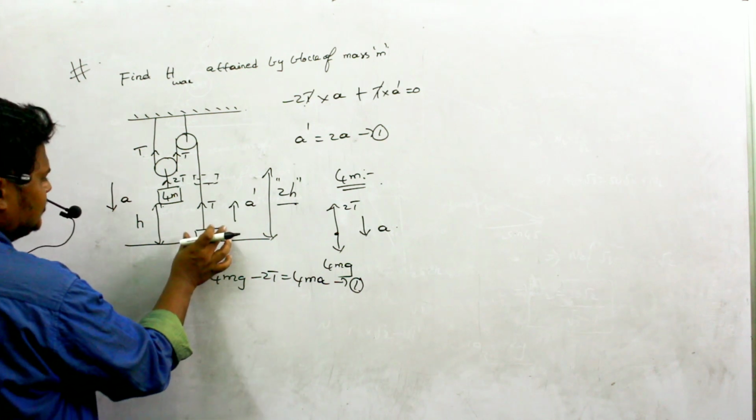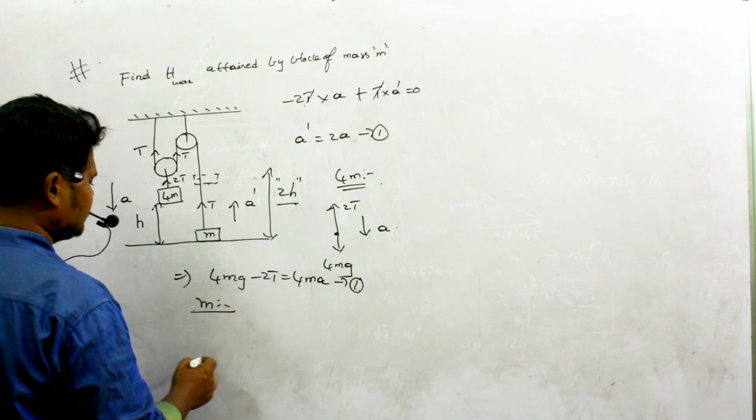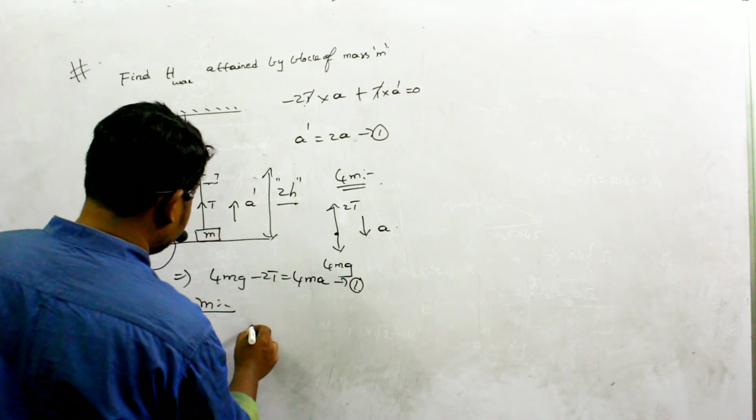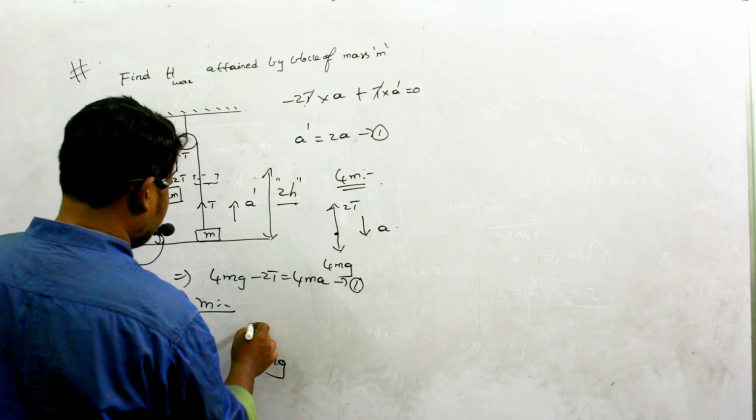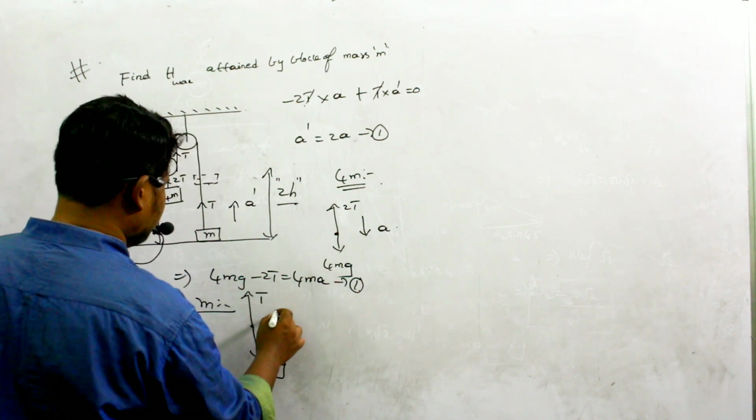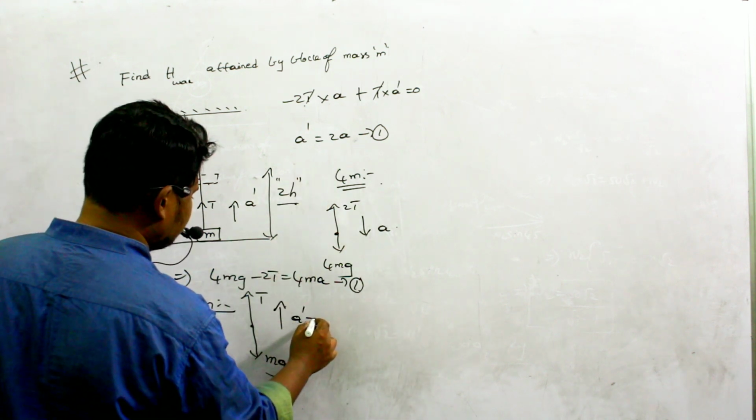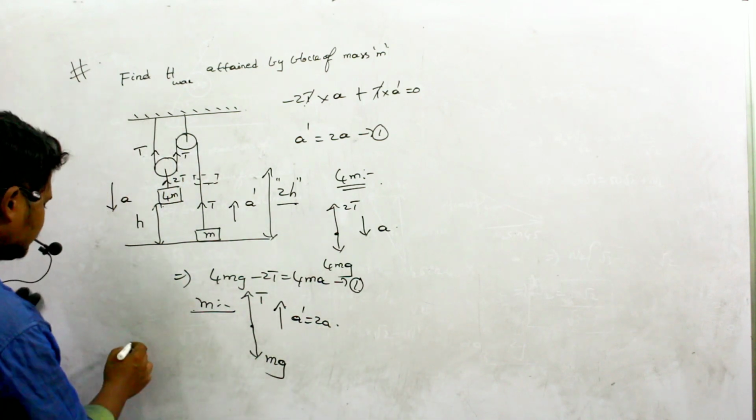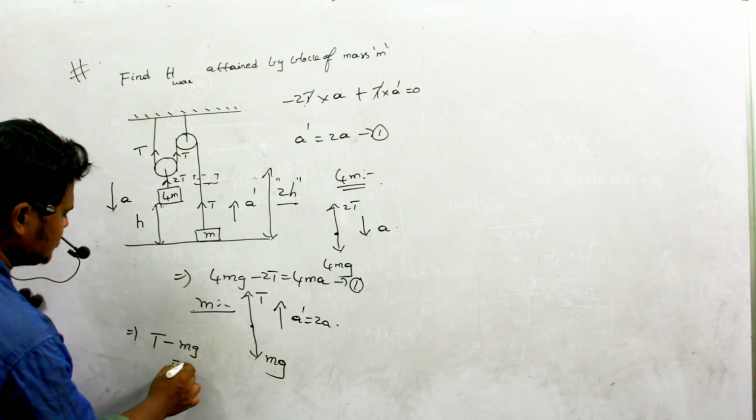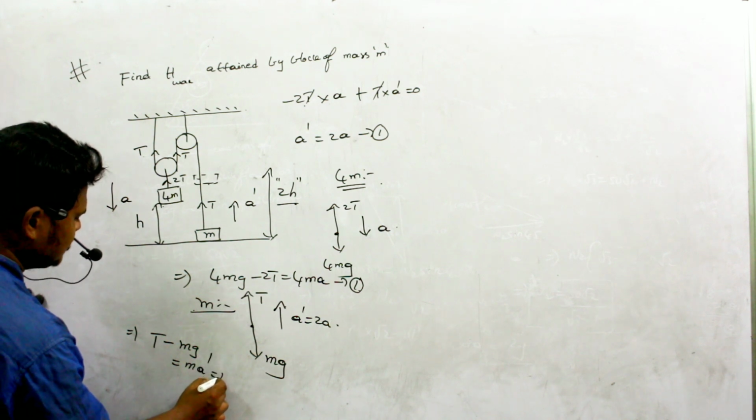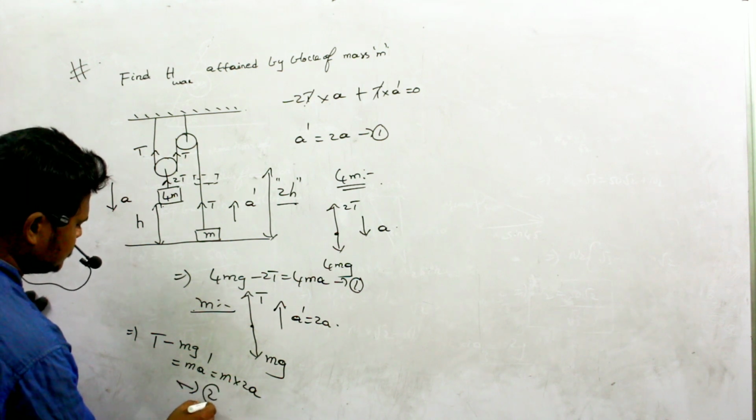Similarly, now I can write Newton's law equation for mass m. If I draw the free body diagram of this mass m, mg is acting downwards and tension is acting upwards, and the body is accelerating upwards with an acceleration A dash equal to 2A. So how can I write the relation? T minus mg is equal to mA dash, or m into 2A. This is my equation number 2.